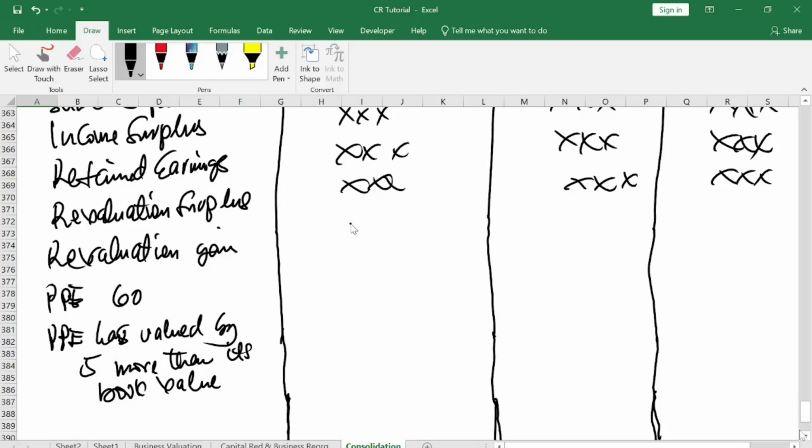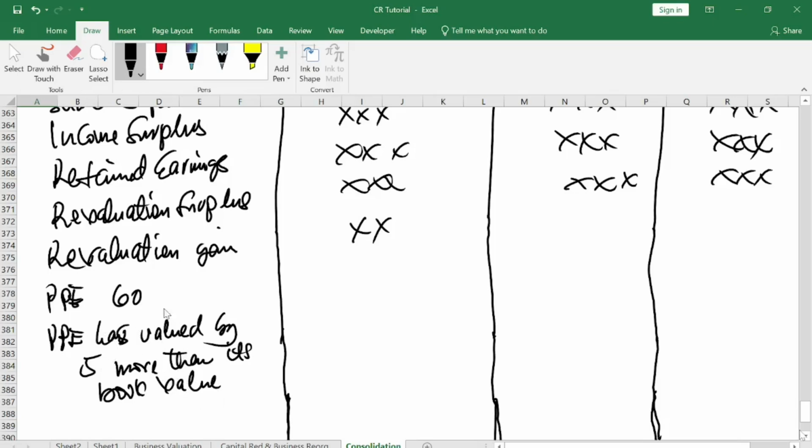So you will bring it here. That means how much has increased? It means 5 million has increased. Then you bring that revaluation gain here. How much? 5 million. You will bring it here. They can give it to you in this form. So it means the asset has gained in value. PPE has been valued by 5 more than the book value. So that means there's a revaluation gain of 5 million.